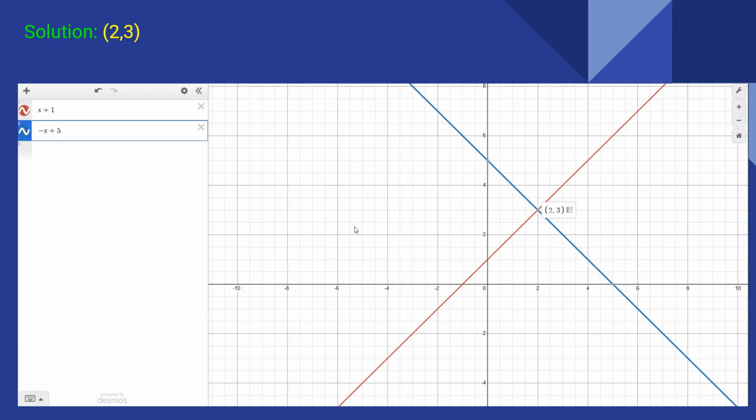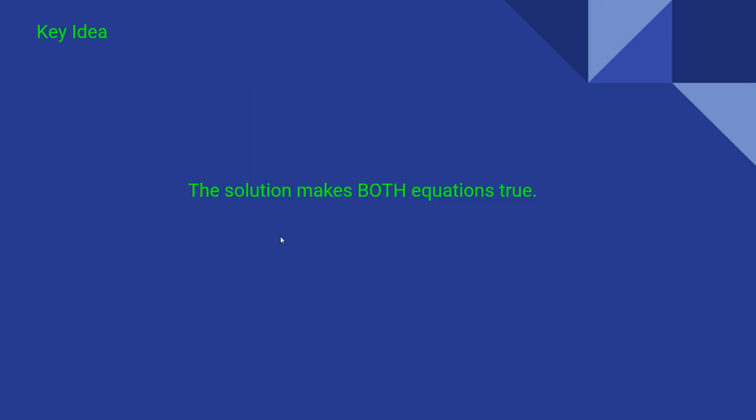When you put it into the decimal calculator, the answer is (2, 3). That's the point where the system of equations intersect. Over here. The solution makes both equations true.